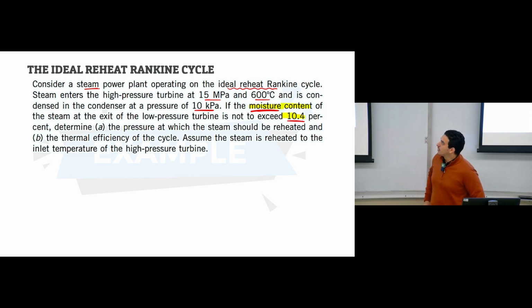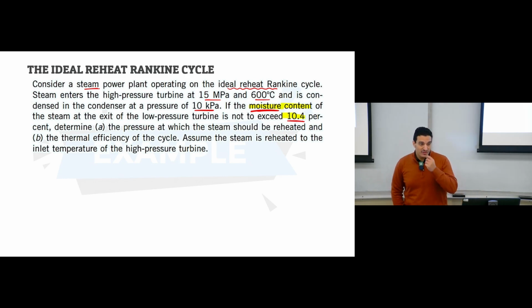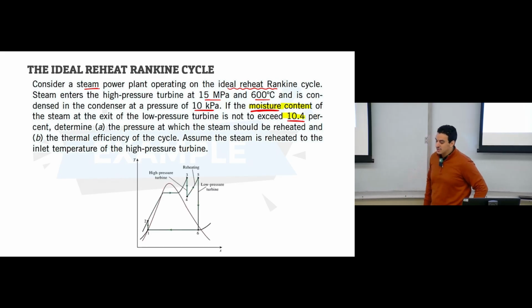So in any problem you will have a statement like this one. One of the things I recommend to be able to solve the problems is to memorize the shape of the TS diagram for each one of them. The TS diagram for Rankine or the TS diagram for reheat or regenerative. So for example, this is the general TS diagram that we have for the reheat Rankine cycle.